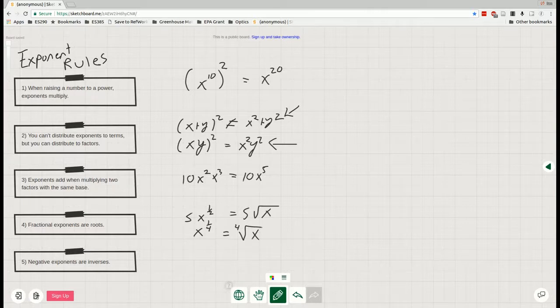Negative exponents are inverses. We can take the fact that x to the minus 1st power is equal to 1 divided by x. Or we can take a slightly messier example, like maybe 5x to the negative 2nd, and we can use the fact that x to the negative 2nd is just the inverse of x to the 2nd. In other words, this result is the same thing as 5 over x squared. So negative exponents are inverses. Okay, hopefully these ring a bell for you guys. We'll definitely be using them in class.